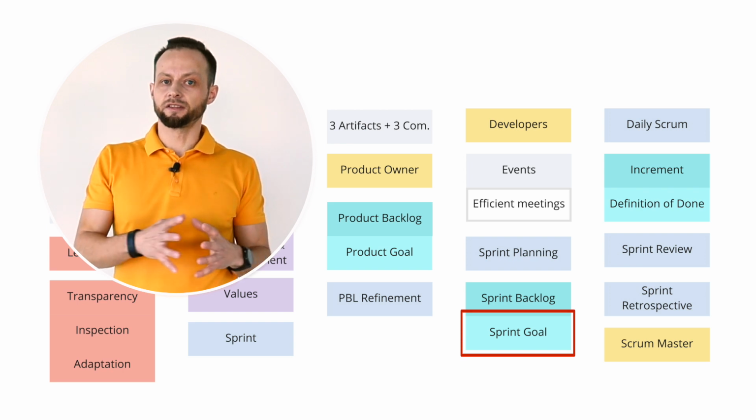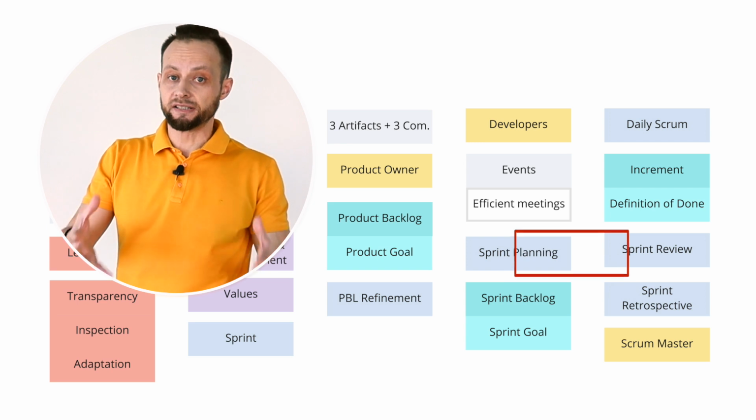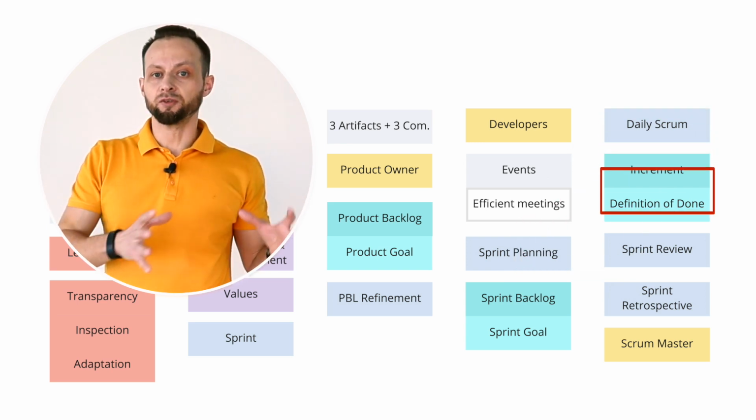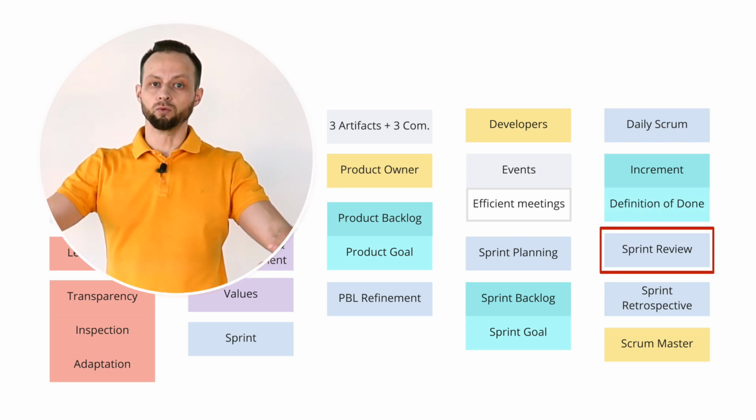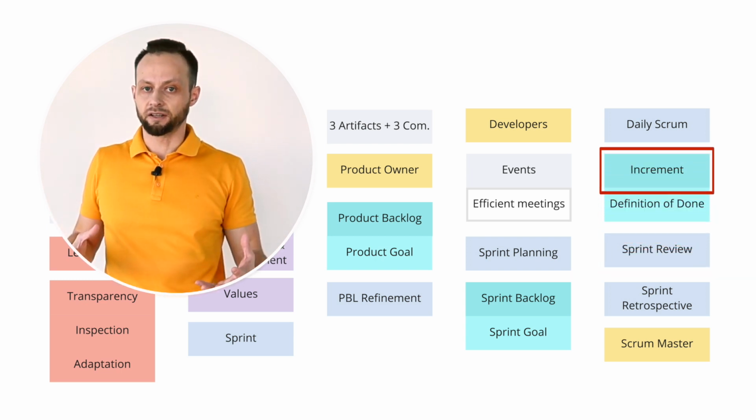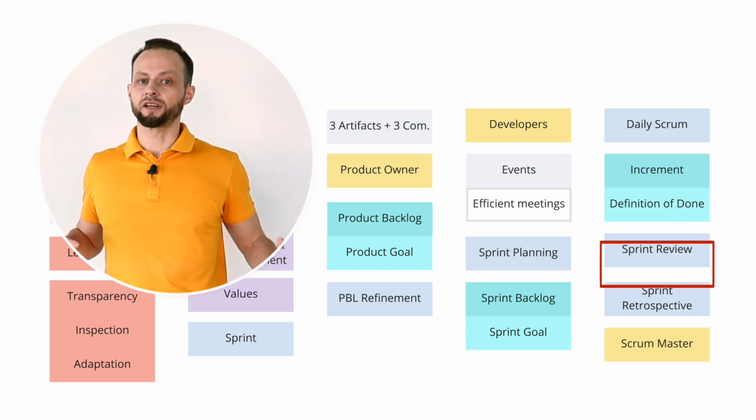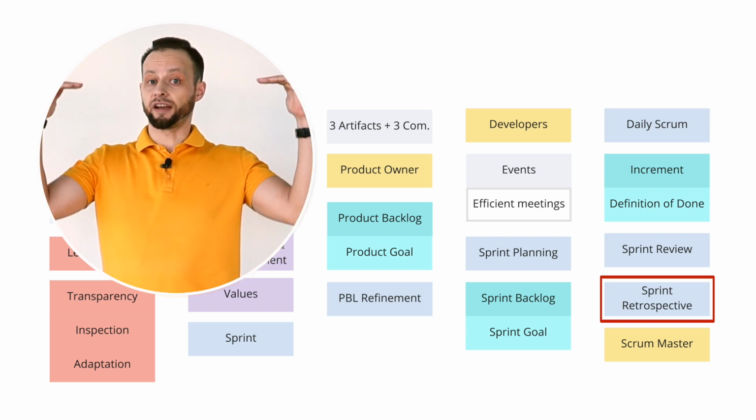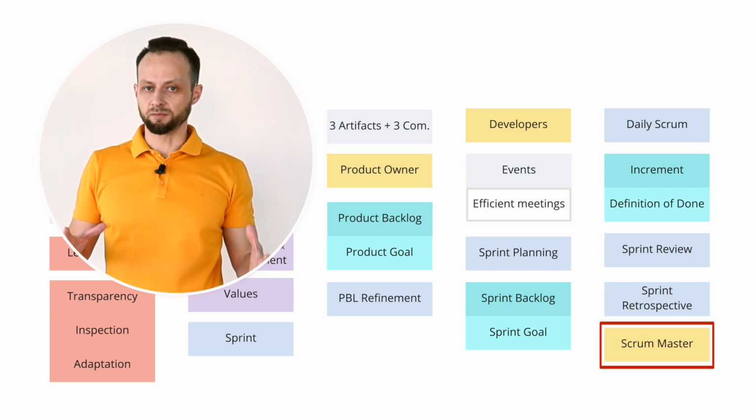During the sprint, the developers inspect their progress and adapt their plan at least daily at the daily Scrum events. At the end of the sprint, at the sprint review event, the Scrum team, together with stakeholders, review the results of the sprint, the increment in the done state, as specified by the definition of done. Then the whole team meets at the sprint retrospective to plan ways to increase quality and effectiveness. The Scrum Master is accountable for the Scrum team's effectiveness.